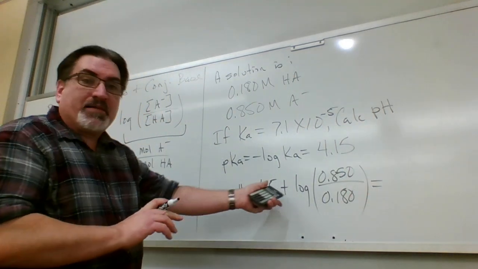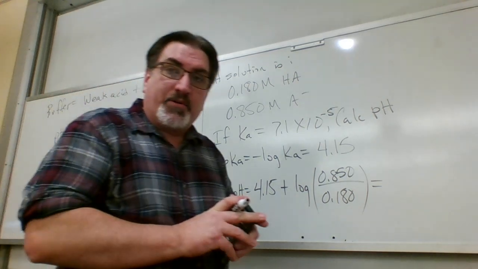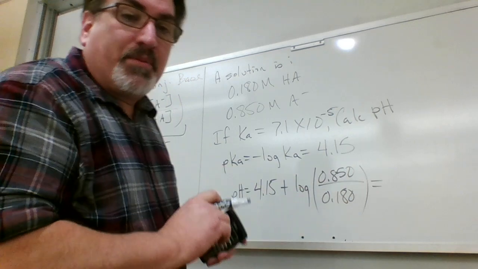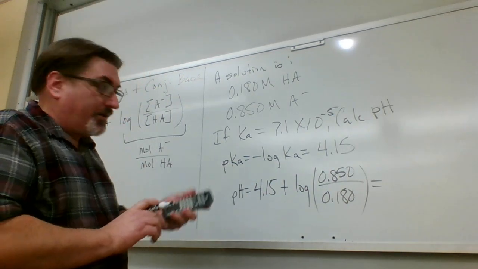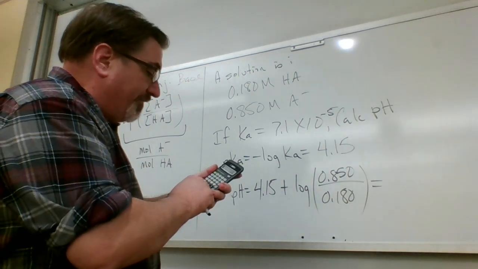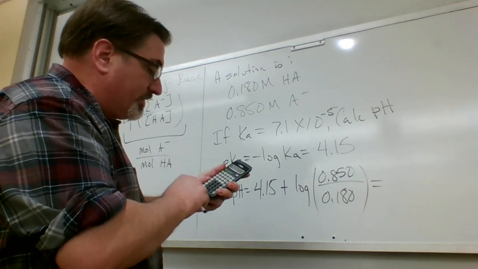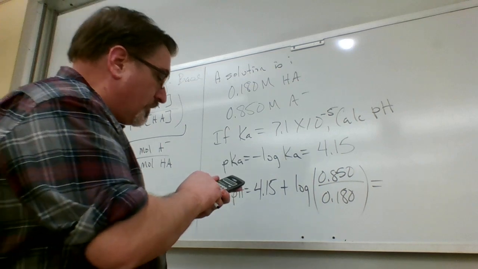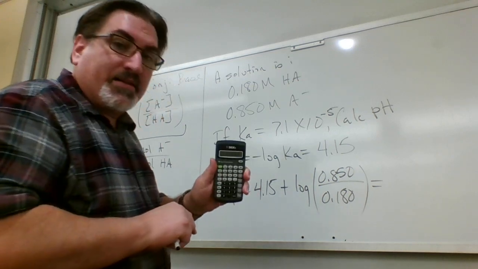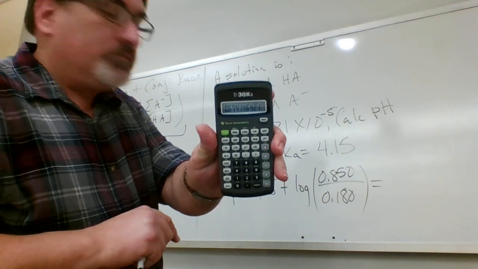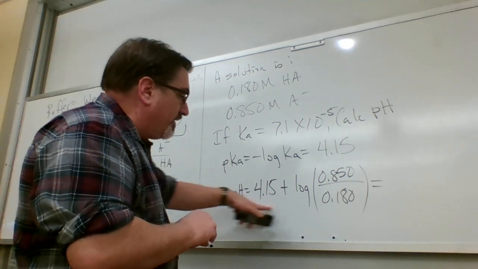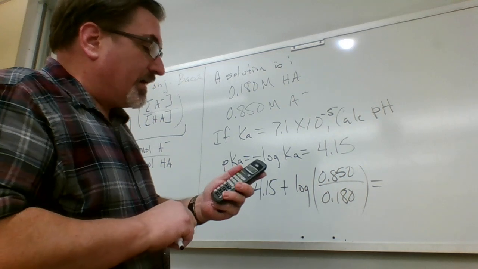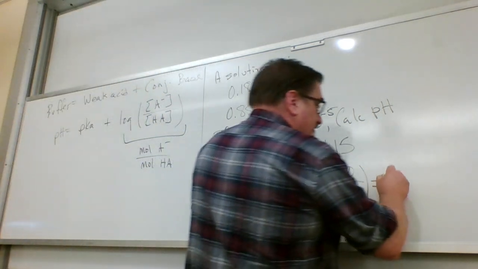And so when we typed this in back in class, when you were all here the last time, I recommended that you type in the log term first into these calculators. So 0.85 divided by 0.18 equals, I got 4.72 on my screen. Take the log of that, 0.674. And then add 4.15. So I get a pH of 4.82.